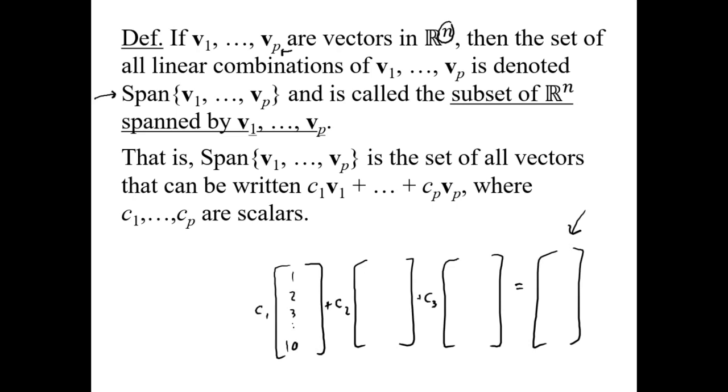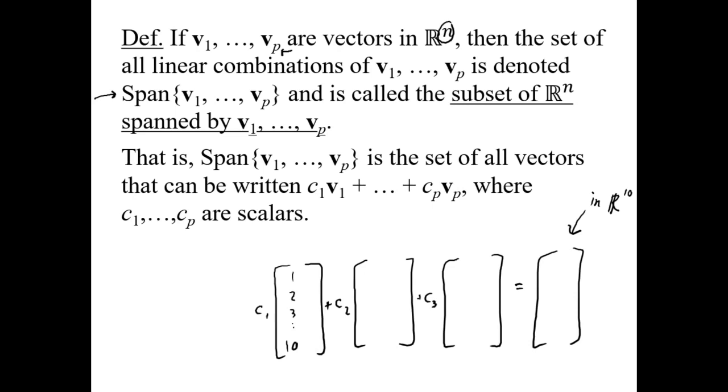And this is a subset of Rn. Again, when I do this combination, this vector is also in our R10 in our example. Not all vectors in R10 will be in this span. Not all vectors in R10 will be a linear combination of these 3. But the span represents all the ones that can be a linear combination of these 3. So it's basically all the different vectors that we could get when we pick different C's.